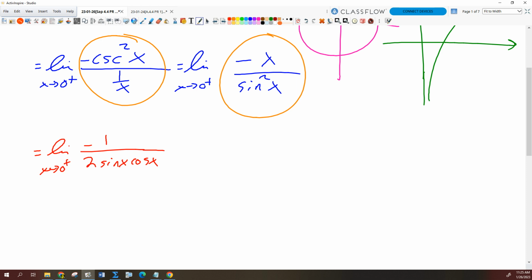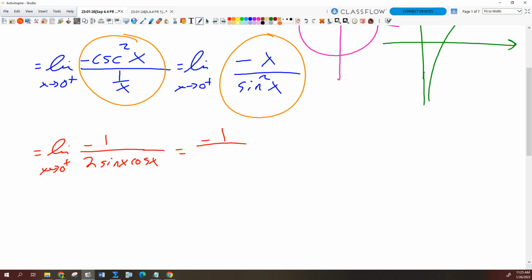Okay, let's see what that gives me now. If I evaluate this at 0 plus, what's that going to give me? I'm going to get negative 1 on the top. What am I going to get on the bottom? I'm going to get 0, aren't I? Oh, whoops. Thank you. Yeah. Okay.